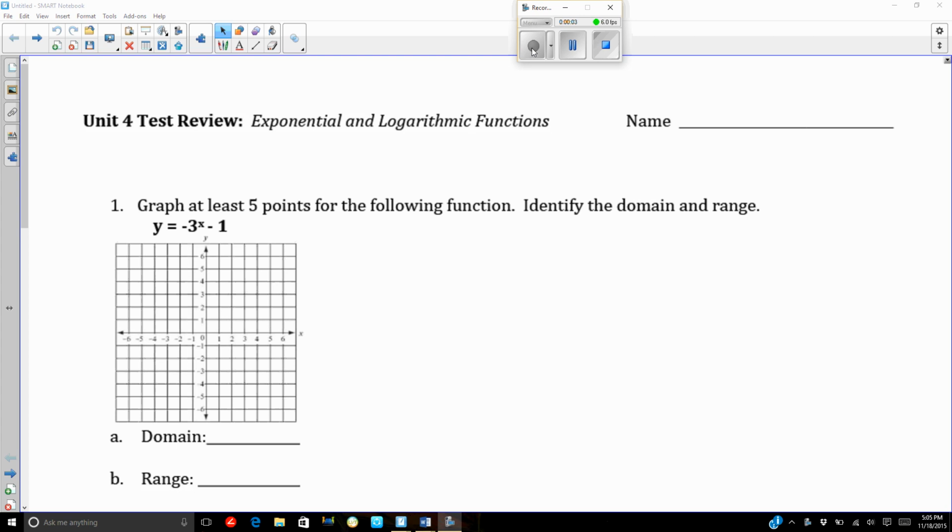All right, guys, this is the Unit 4 test review, exponential and logarithmic functions. We've got a test next class. I'm going to go through this. As always, pause it if we are moving too swiftly for you to copy down.